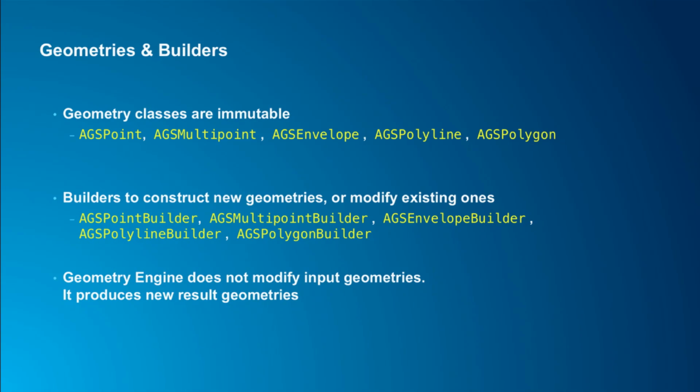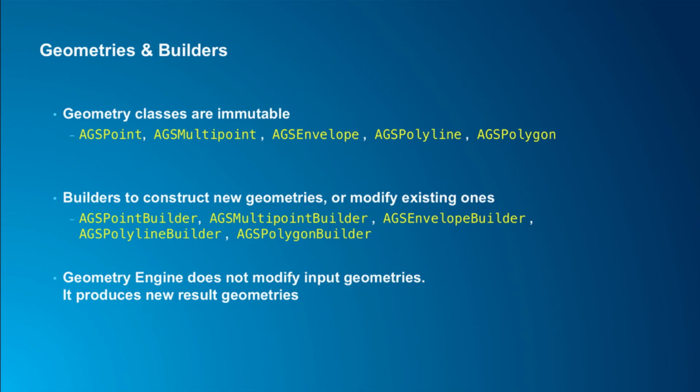And speaking of geometry, just another new pattern that I want to point out with the latest SDK is that geometries are immutable. So things like point, multi-point, envelope, polyline, polygon, once they're created, they cannot be modified. And this is done so that these objects are thread safe, which leads to a lot of performance in the core runtime, where we can guarantee that things won't change, so we can cache them.